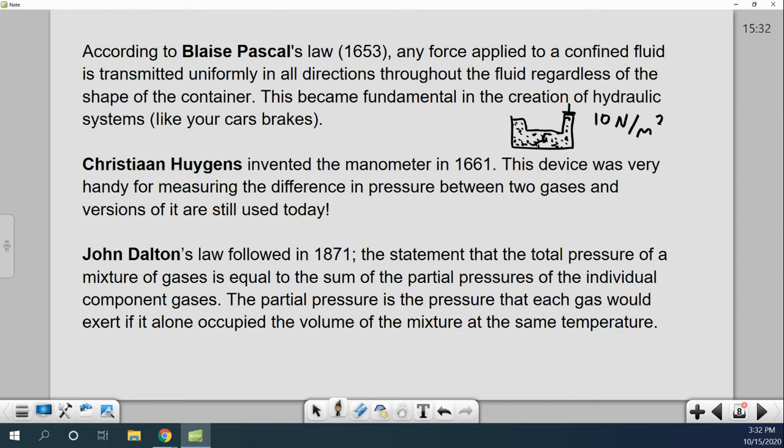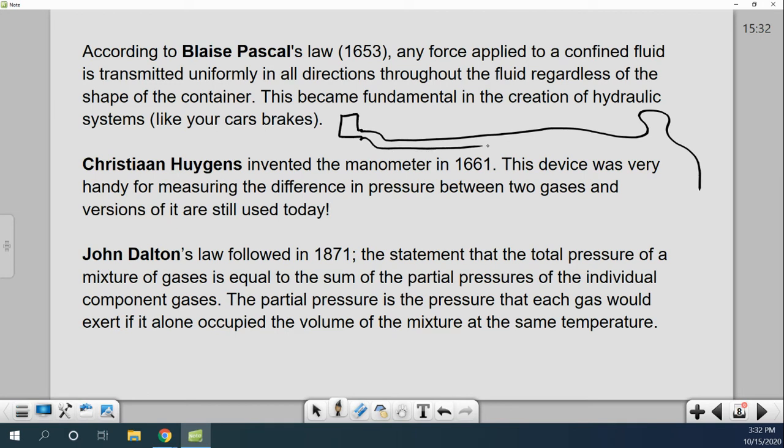Now, this is kind of crazy for 2 reasons. One, it becomes fundamental in the creation of hydraulic systems. I can create a little reservoir of liquid, and then I can run a line as far as I want to somewhere else with another little reservoir. And let's say this has a piston at one end, and I've got a piston at this end. If I push this piston down, that force goes through the entire liquid instantaneously and would push this piston out.